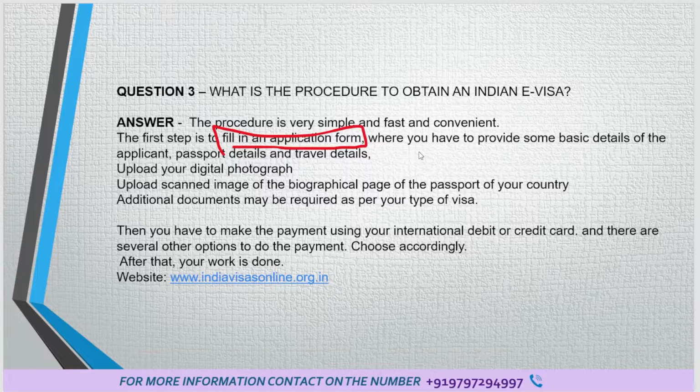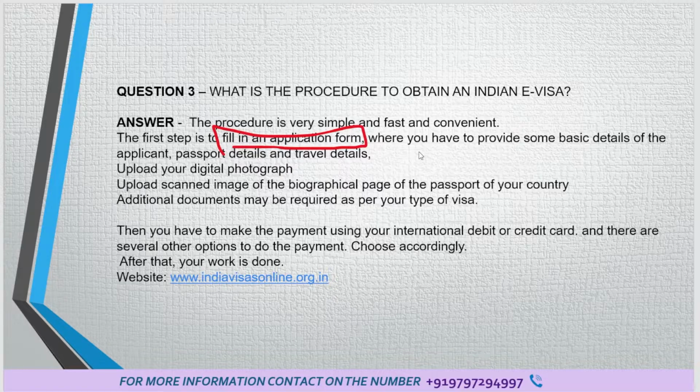These are some basic details that you have to provide in the application form. Then you have to provide some basic passport details, as in passport number, passport issue date, passport expiry date, and then certainly travel details like your port of exit, port of entry, and the purpose of travel, because the purpose of travel will decide what type of visa you will be getting.